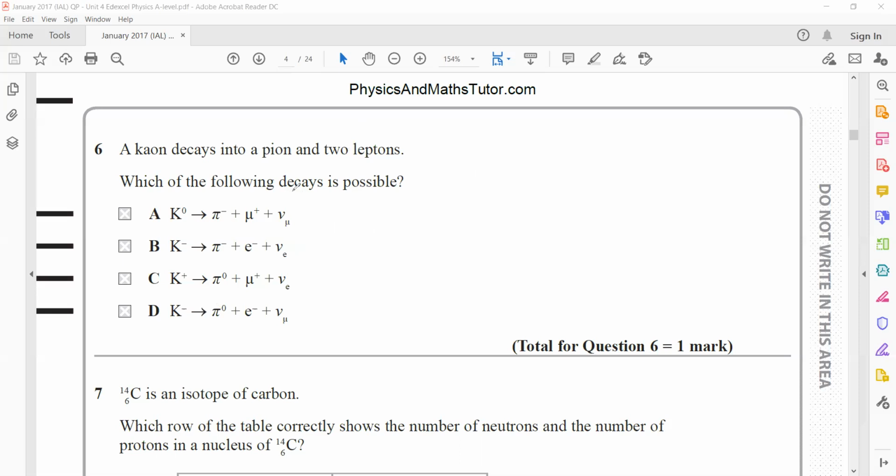So when you work out the possible decay, because a kaon decays into pion, there is a pion and 2 leptons. So pion and 2 leptons are given. First you go through all, like check the conservation of the charge. For B, why B cannot be? Why B is not a right answer, because when you check B, the charge is not conserved.